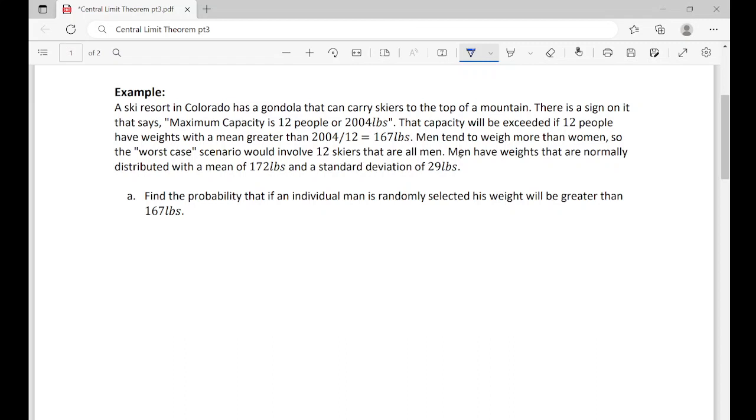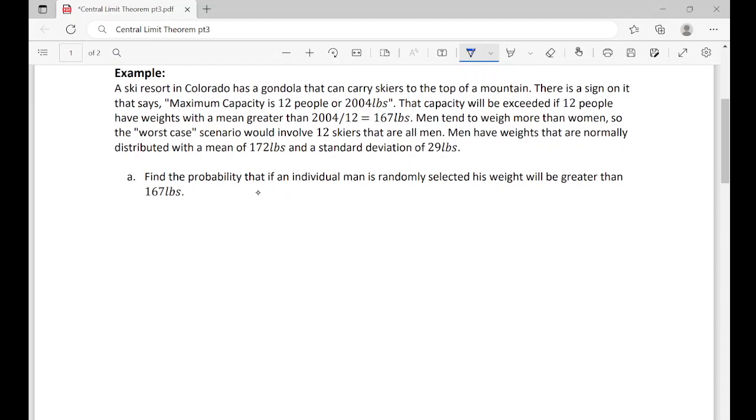And since we're talking about men, we're going to say that men have weights that are normally distributed with a mean of 172 pounds and a standard deviation of 29 pounds. So, find the probability that an individual man is randomly selected and his weight will be greater than 167 pounds. So first off, we need to know what our mean is. Our mean is 172, and our standard deviation is 29. So these are the facts of it, and now we can pick out the particular x value.